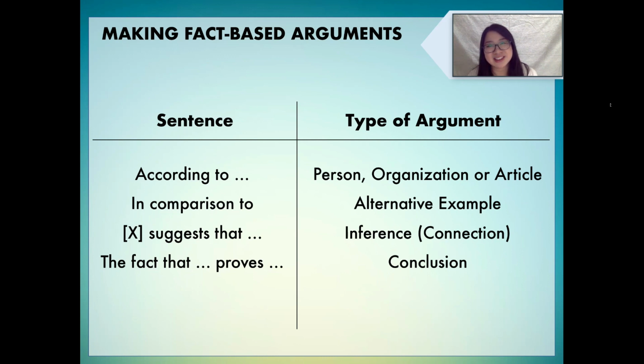We use this sentence to introduce information that comes from a specific place, which can be a person, an organization, or even a newspaper article. For example, according to Barclays, a British investment bank, insect-based foods are going to become an $8 billion industry by 2030. Now I've introduced a fact, and I've also told you exactly where I found that information. According to.